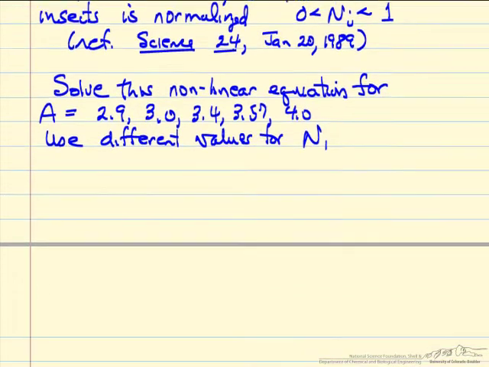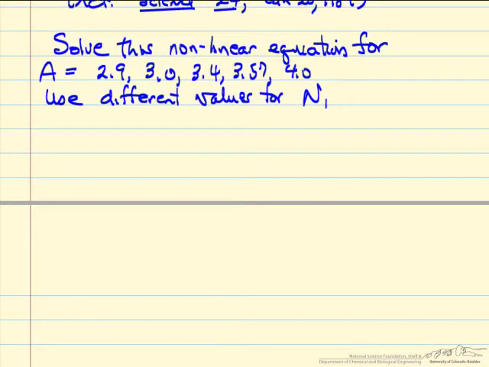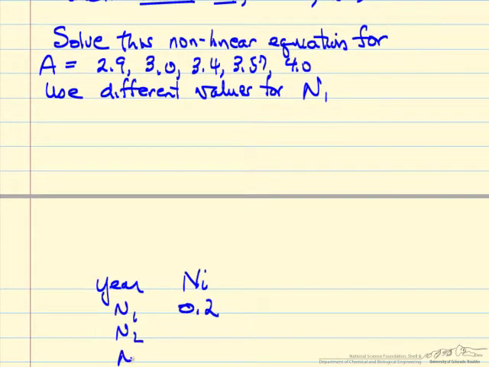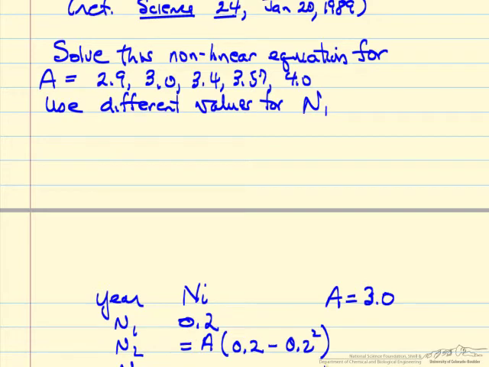This is a particularly easy calculation to do in a spreadsheet. So what we've done is create a spreadsheet with the year and then Ni. We'll start off, for example, with an N1 value of 0.2, and say the parameter A is 3.0. Then the formula is that the next value is equal to A, 3.0, times 0.2 minus 0.2 squared. And then the value we get here will be substituted in to calculate the next value, where again it's a factor of A times the new value minus the new value squared. Very easy to implement in the spreadsheet.